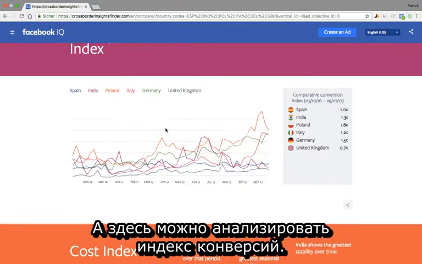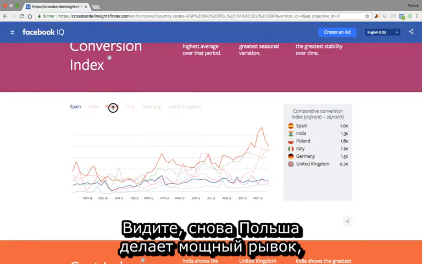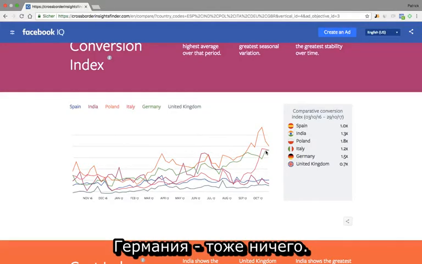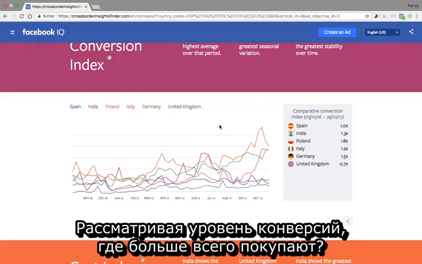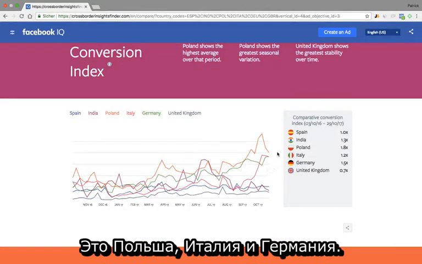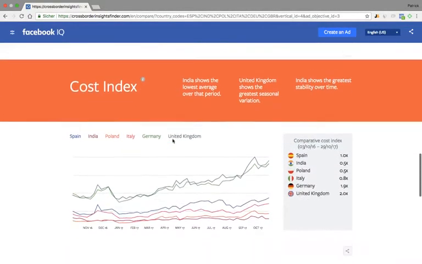And here, if we compare now the conversion index, where you also see the evolution, that's pretty nice. And you see once again that Poland really made a huge shift, especially in fall of the last year. Germany is also okay, and Italy is okay. So just when it comes to conversion, so where do people actually purchase? It's Poland, Italy, and Germany.